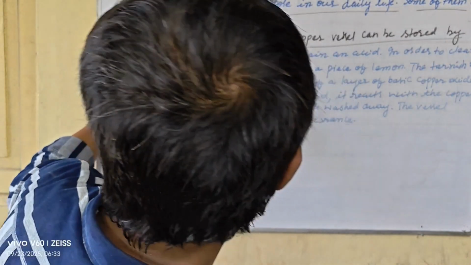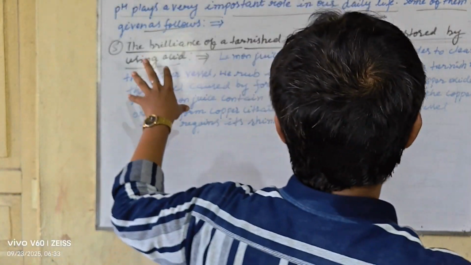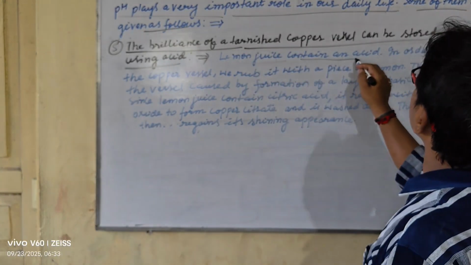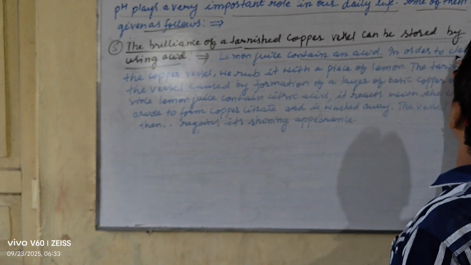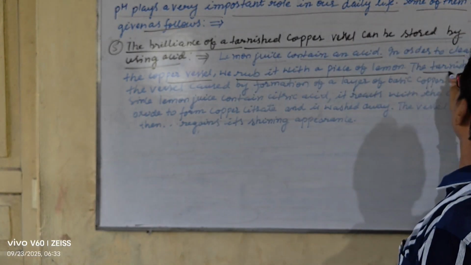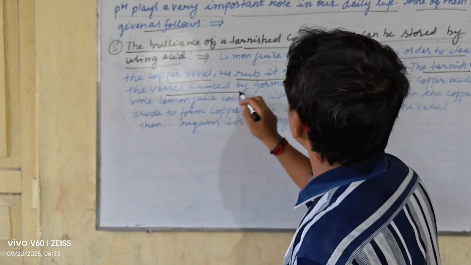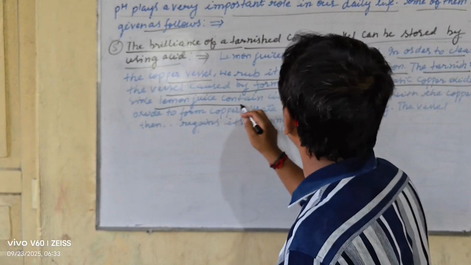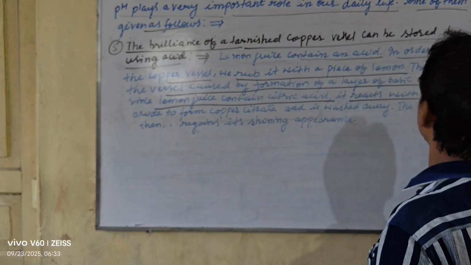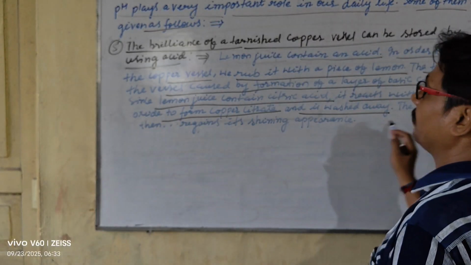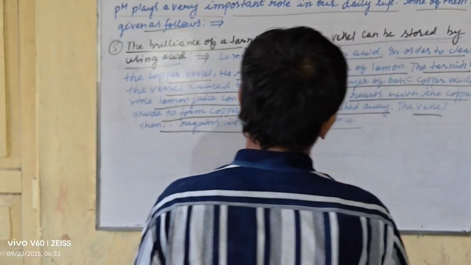So my dear student, the brilliance of a tarnished copper vessel can be restored by using acid. Lemon juice contains citric acid, and in order to clean the copper vessel, we rub it with a piece of lemon. The tarnish on the vessel is caused by the formation of a layer of basic copper oxide. Since lemon juice contains citric acid, it reacts with the copper oxide to form copper citrate and is washed away. The vessel then regains its shining appearance.